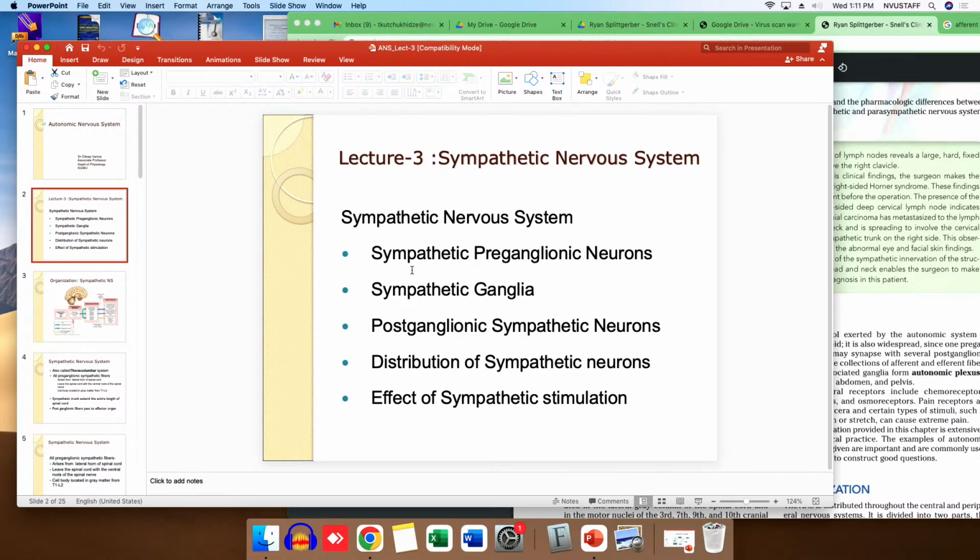So see, we're going to talk about our sympathetic nervous system. There are several things that we should know. We have sympathetic preganglionic neurons, sympathetic ganglia, and postganglionic sympathetic neurons, and these neurons are distributed to all organs. We will talk about sympathetic distribution, and also the impact of sympathetic stimulation, right?